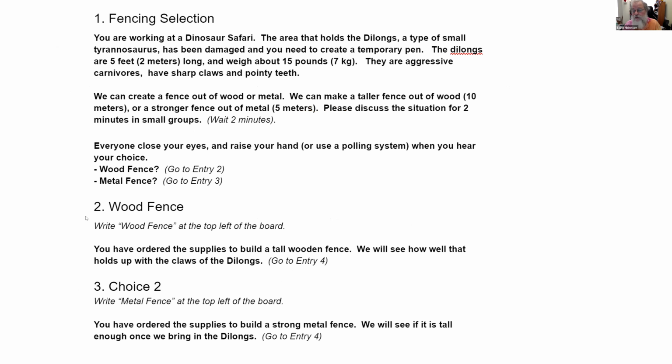Now, the way that this game is facilitated, and what's available to you right now for free at escapeif.com, are game scripts. You see on the screen what the game scripts look like. It tells the teacher what to read. You're working at a dinosaur safari, et cetera. So you read it out loud. What should we use? A wood fence or a metal fence? If we use a wood fence, go to entry 2. And then you write on the board "wood fence," because that is how you're recording the state of something in the game. So later on, you can refer to it and say, okay, there's a wood fence. Now we have a big storm. Let's talk about the implications of that storm. Let's talk about the implications of your choices.